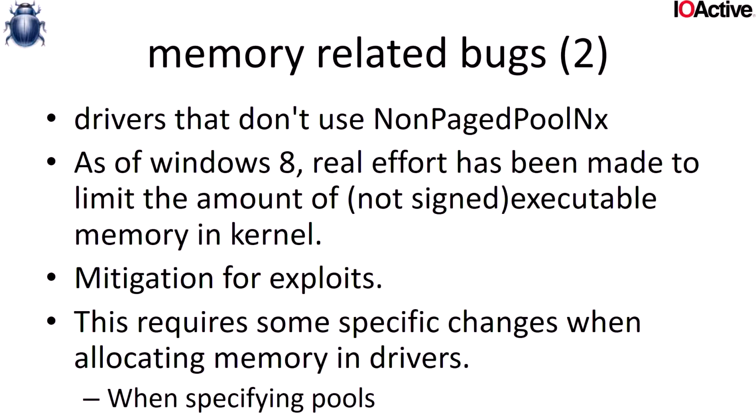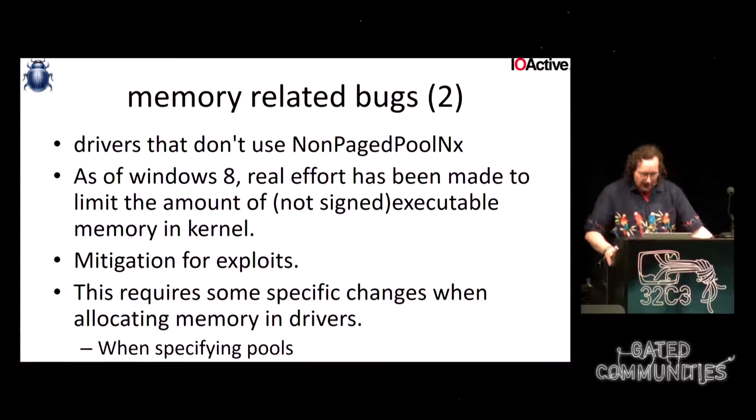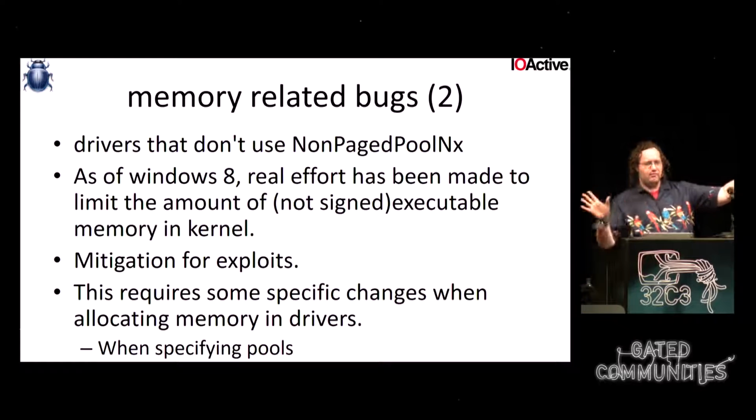So the second sort of memory-related issue, and this is new as of Windows 8, is mostly a mitigation type thing. By default in Windows, when you did a memory allocation, the pages you would get back were executable. As of Windows 8, that is no longer true. There's a page pool and non-page pool. For the page pool, by default, they are now not executable. For the non-page pool, they still have to be. And so they came up with this new thing called non-page pool NX, non-page pool not executable.